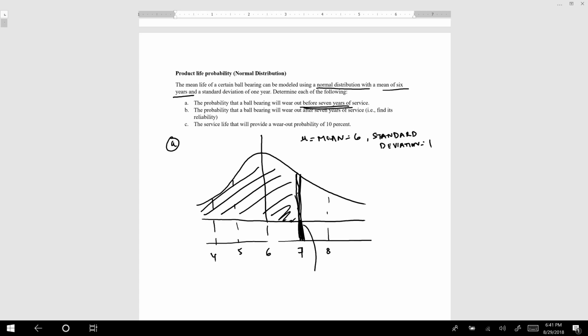So I wanted to find my z-score here at this point. So that would be t minus mean by standard deviation.